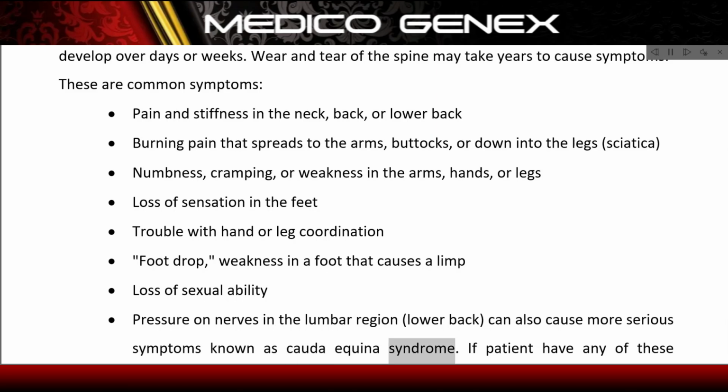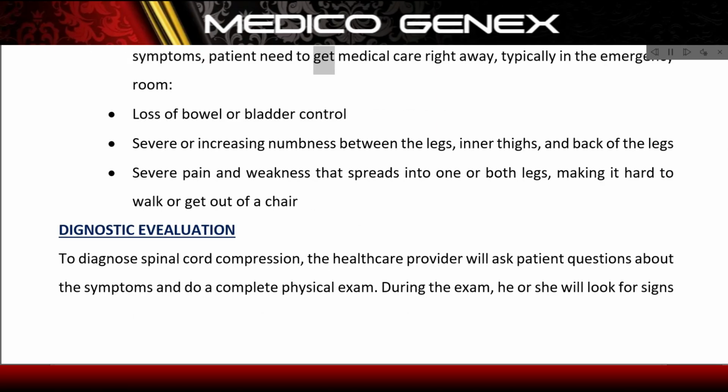Pressure on nerves in the lumbar region, lower back, can also cause more serious symptoms known as cauda equina syndrome. If the patient has any of these symptoms, they need to get medical care right away, typically in the emergency room. Loss of bowel or bladder control. Severe or increasing numbness between the legs, inner thighs, and back of the legs. Severe pain and weakness that spreads into one or both legs, making it hard to walk or get out of a chair.